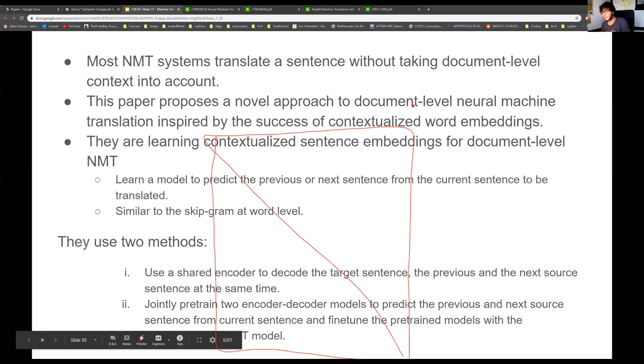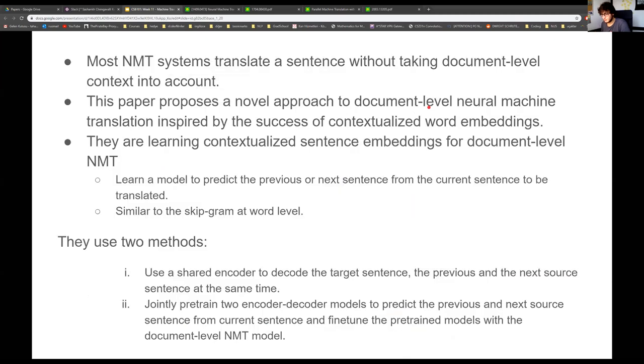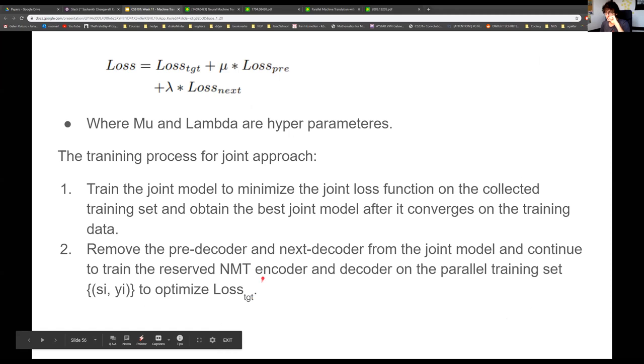So this is the first approach they try. Another approach they go with is they jointly pre-train two encoder-decoder models to predict the previous and next source sentence from the current sentence, and fine-tune the pre-trained models with the document-level neural machine translation model. So it looks like this.